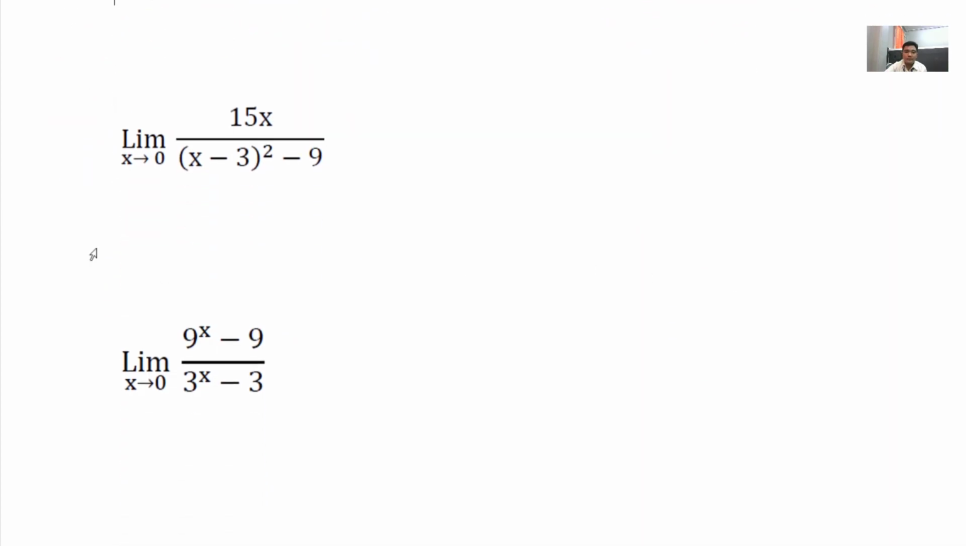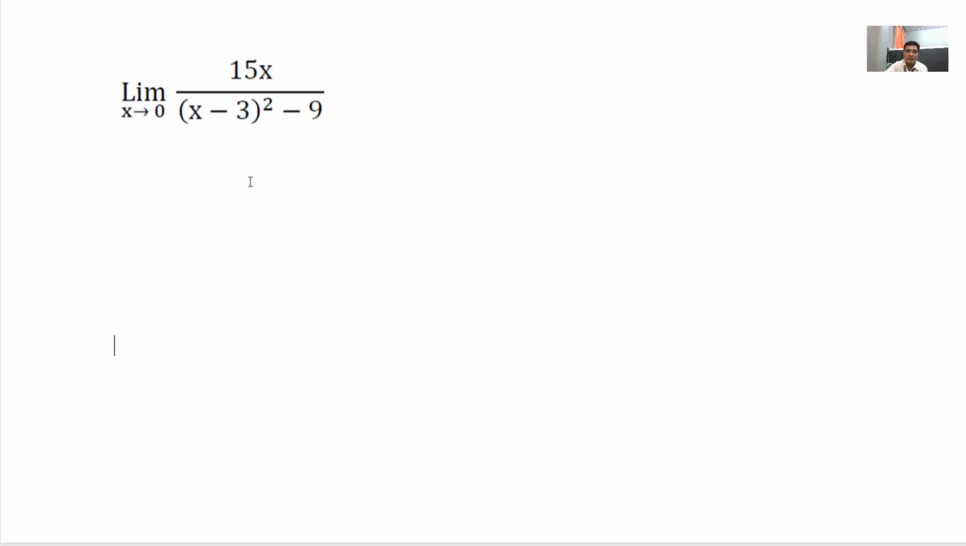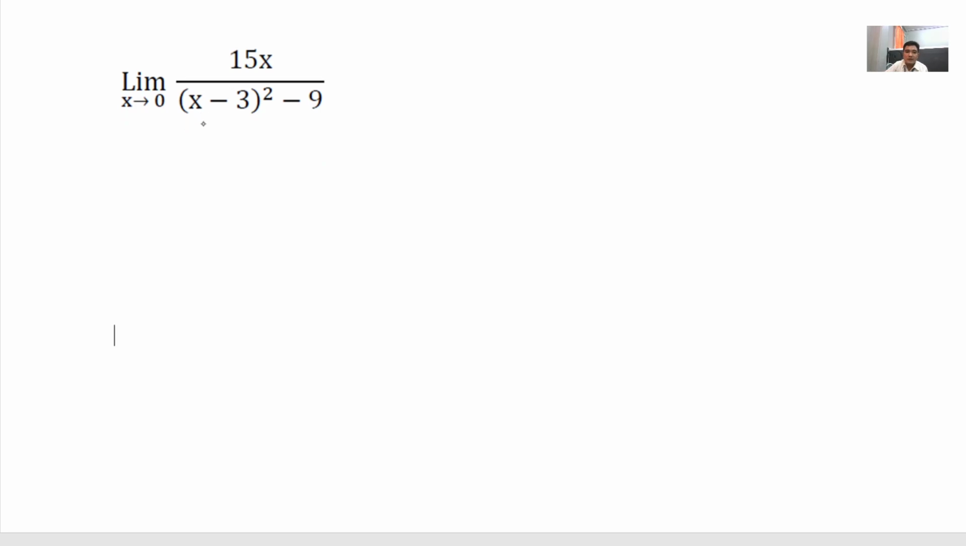Next problem. This is very easy. 15 times 0 is 0. 0 minus 3, 0 squared is 9, minus 9 is 0. So that is indeterminate. So wala kang ibang gagawin dito, class. Ang gawin mo lang sa denominator, simplify mo lang, expand mo lang yan.